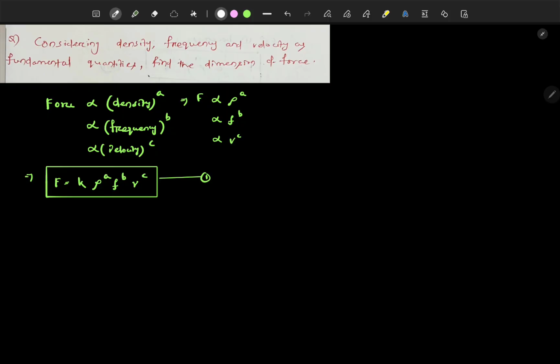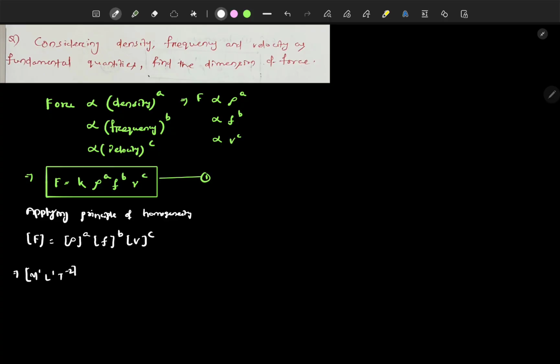Now see. Applying the principle of homogeneity, dimension of F is equal to dimension of rho to the power a, then dimension of f to the power b, then dimension of v to the power c. So the dimension of force is 1, 1, minus 2. Rho is density, mass by volume.